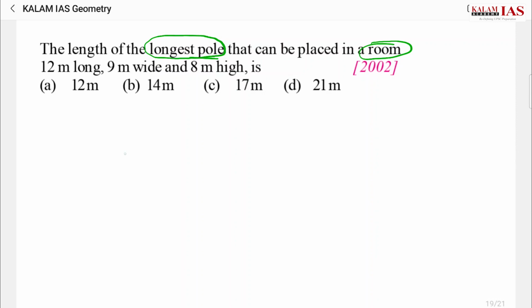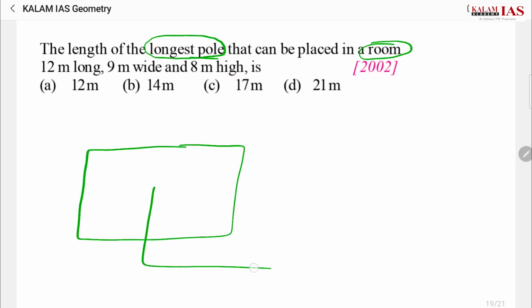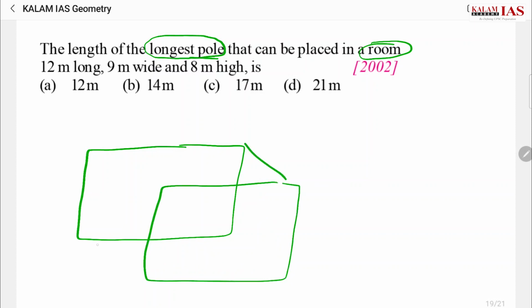Let's attempt this question. It is given, there is a room, so suppose this is the room. Now a rod is placed inside this room. Suppose this rod, the length of the longest pole that can be placed in a room. So suppose we have to place the rod, the pole.